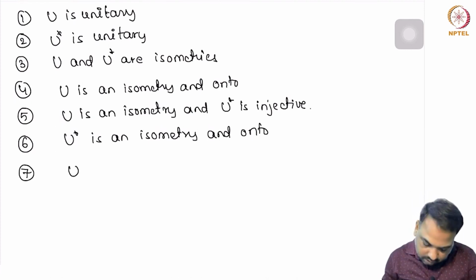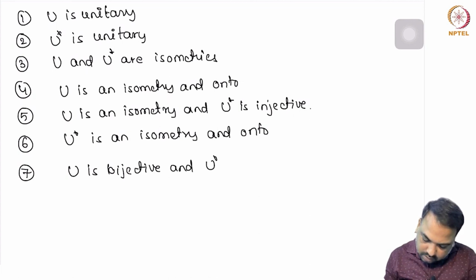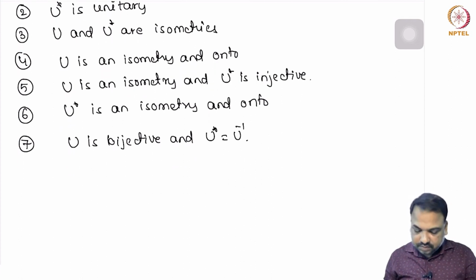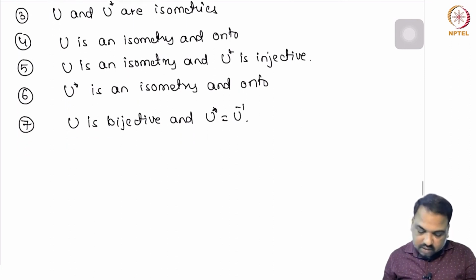Equivalently, we can say that U is bijective and U star is nothing but U inverse. When U star is an isometry, then U star is 1-1. When U star is onto, the range of U star is nothing but H, that is, null space of U perp. So then U is 1-1. So you can show that U star is isometry plus onto implies that U star is a bijection. From that U is a bijection, and by the condition that U star U is identity, we can get U star is U inverse.